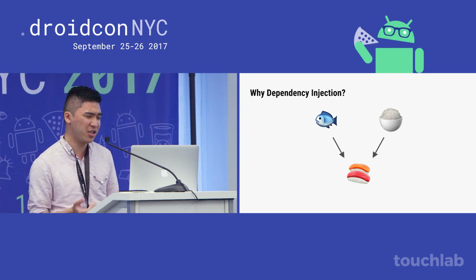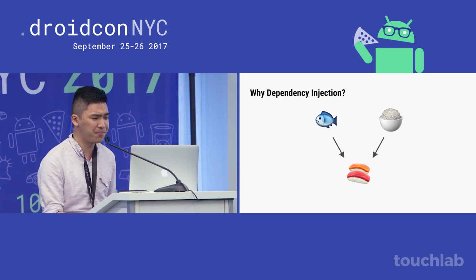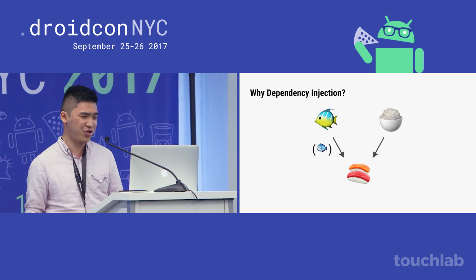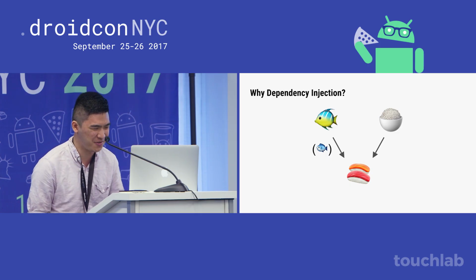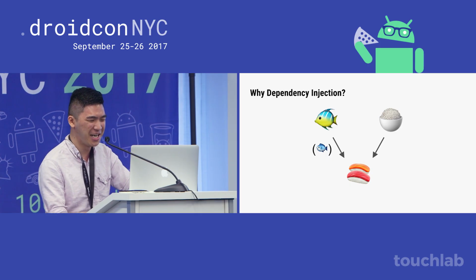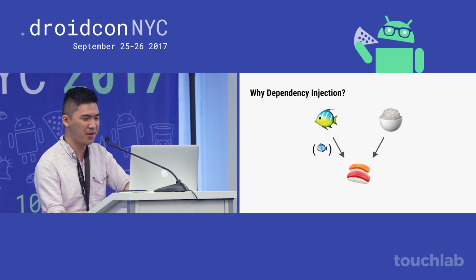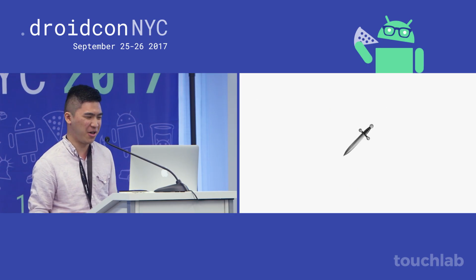So why dependency injection? Well, let's say you're trying to make sushi. You've got fish, you've got rice. But let's say you want to change the fish to some tropical fish. There's a tropical fish emoji. I don't know what kind of fish it is. Maybe someone can tell me more. And you can still make sushi. Cool. So going right on to Dagger.